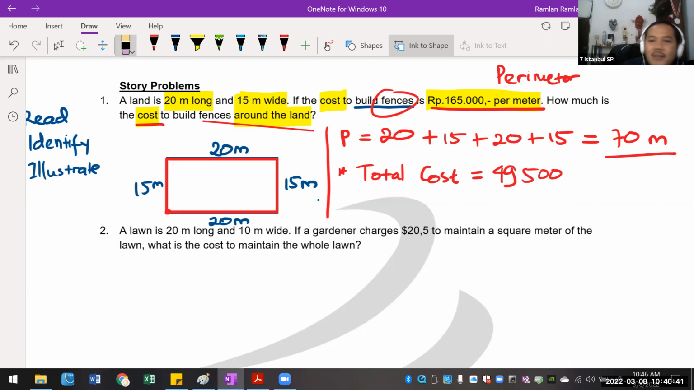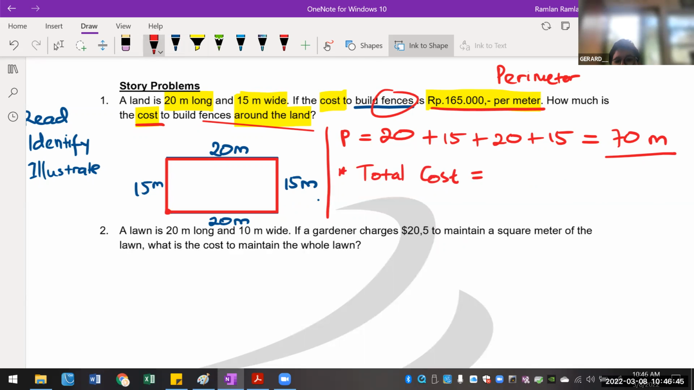Okay, where did you get that from? Where did you get the 49 million? From the calculator, Pak. What did you enter into the calculator? 165,000 times 15.